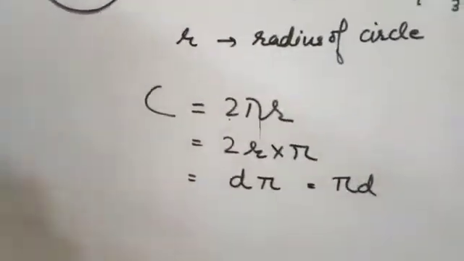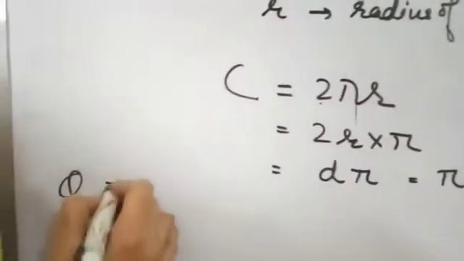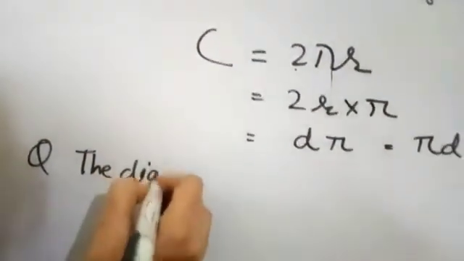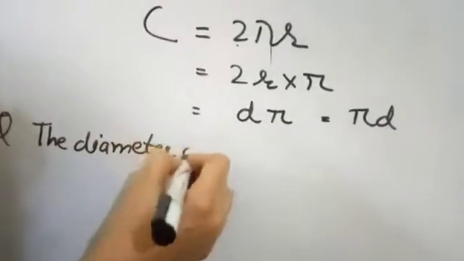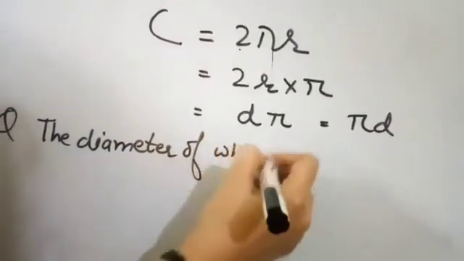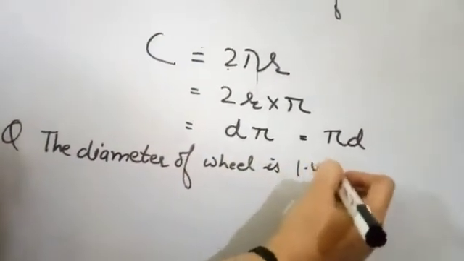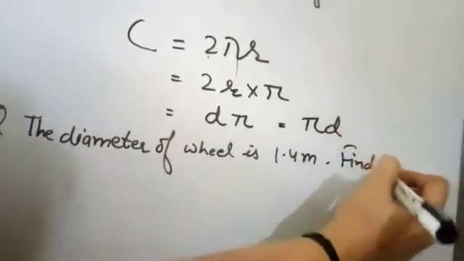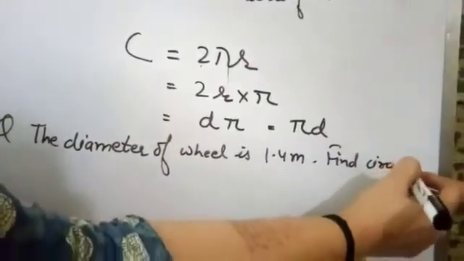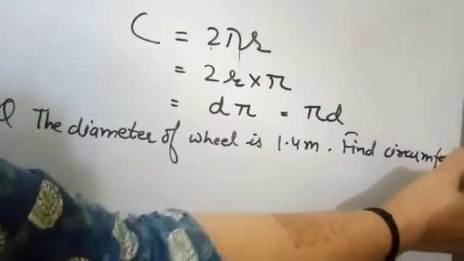The first question I am taking here: the diameter of a wheel is 1.4 meter. The diameter of a wheel is given as 1.4 meter. We have to find the circumference of the circle.